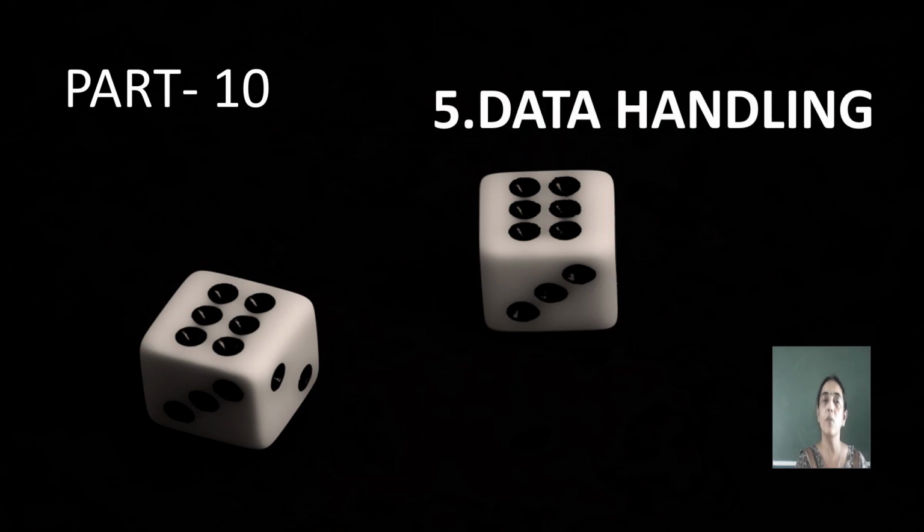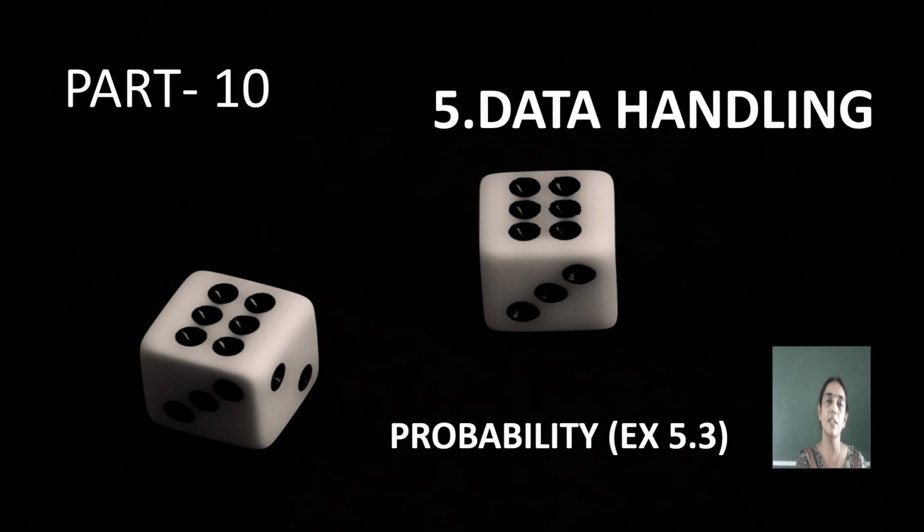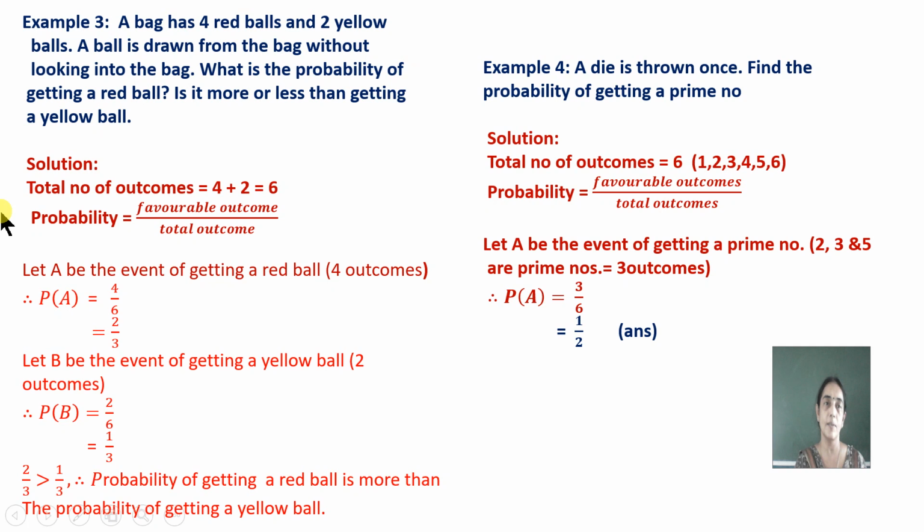So let's begin with the example based on probability before starting with the exercise. A bag has 4 red balls and 2 yellow balls. A ball is drawn from the bag without looking into the bag. What is the probability of getting a red ball? Is it more or less than getting a yellow ball?